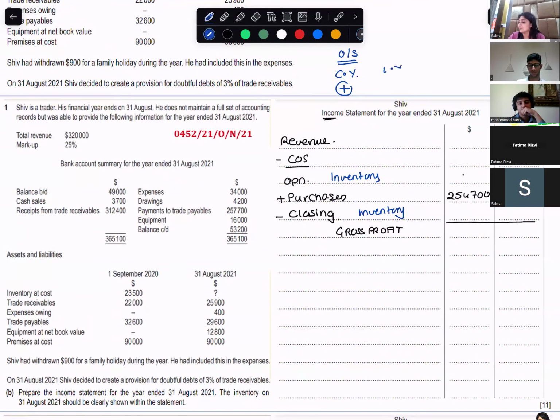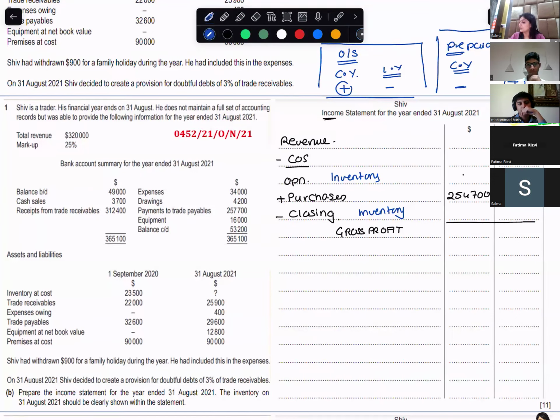And of the last year, what will you do? Subtract. And for prepaid of the current year, what will you do? Prepaid of the current year, we subtract, and last year, you add. These rules are master rules that you should keep in mind when you're solving incomplete records.